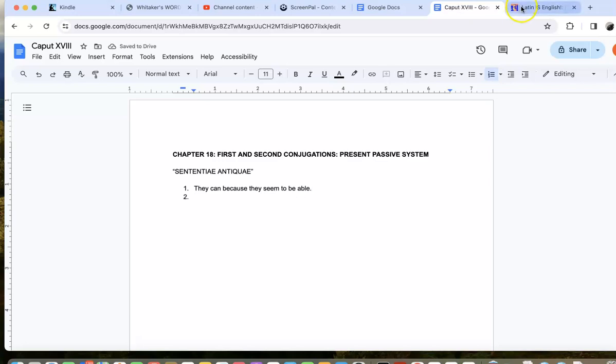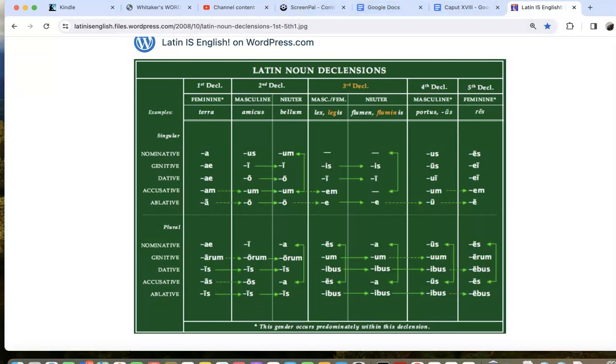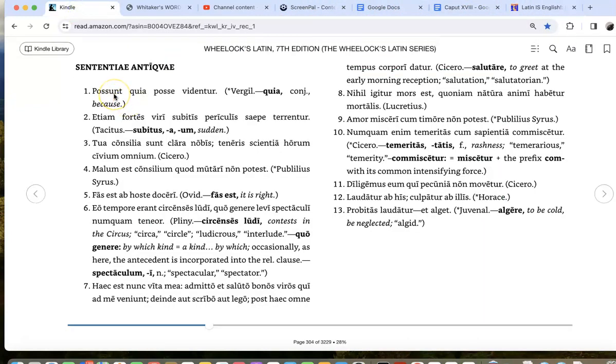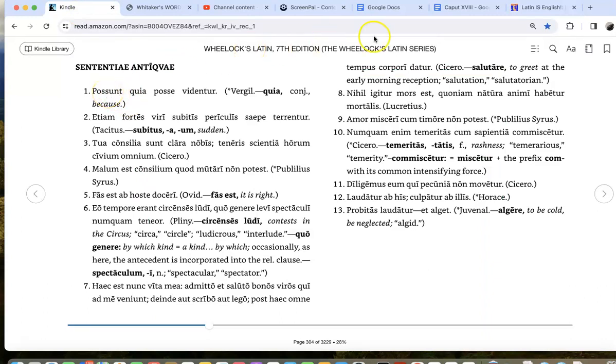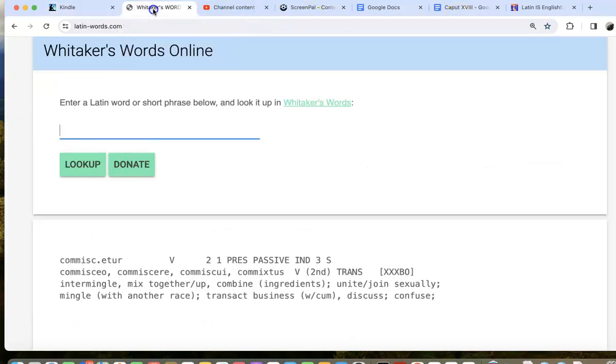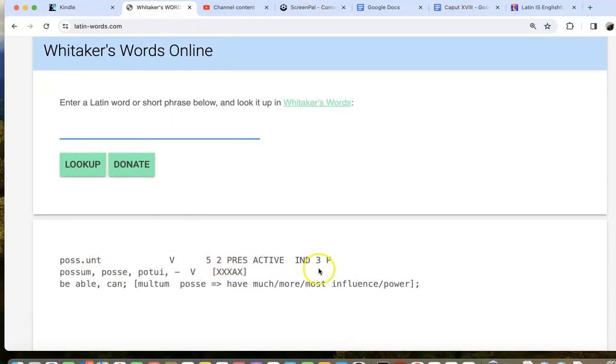Now, what does that even mean? Let's take a look at this one more time. So they can. So -nt is they. Possunt is can. Once again, this is an irregular verb, and as always, you need to take the time and look up the vocabulary if you're not sure. So present active indicative third person plural, they can or they are able.